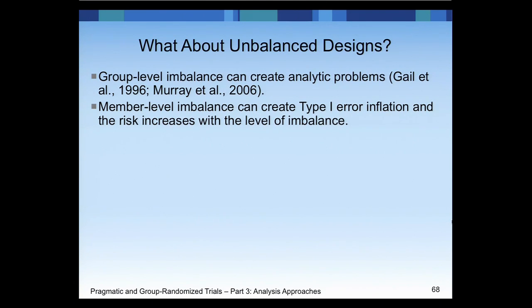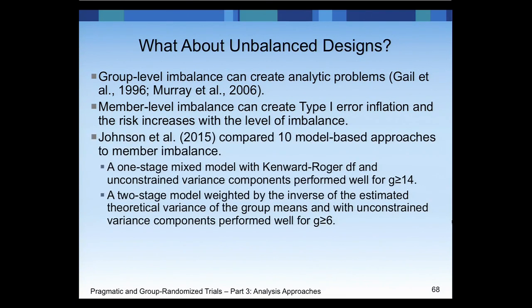Member level imbalance, though, is quite common and can create type 1 error inflation under certain conditions, and the risk increases as the level of imbalance gets worse. So let's talk about that a little bit. In general, if we calculate a ratio of the largest group compared to the smallest group, and that ratio is no worse than about 2 to 1, we can usually ignore the imbalance in the data at the member level. But if the imbalance is worse than that, we need to pay attention to it.